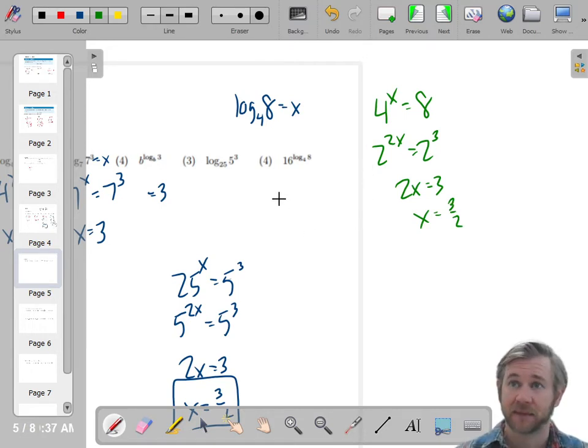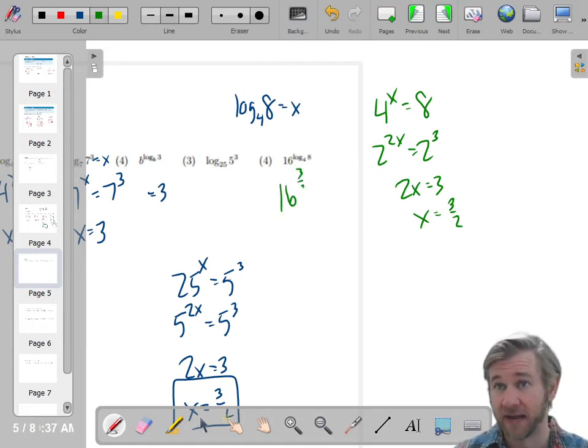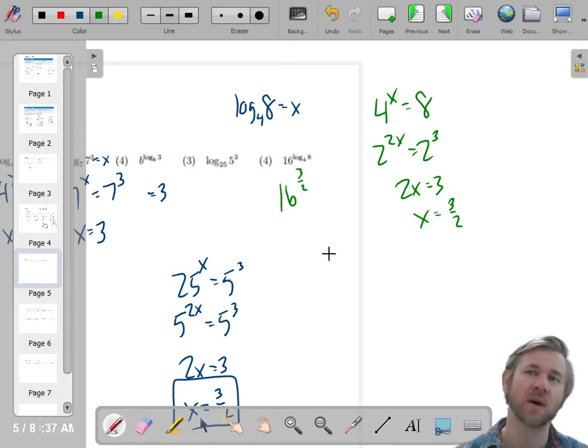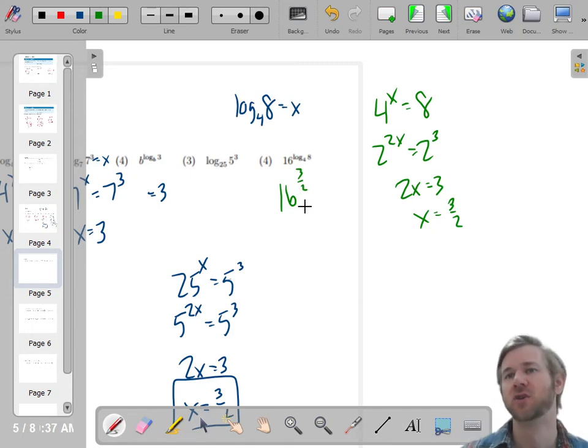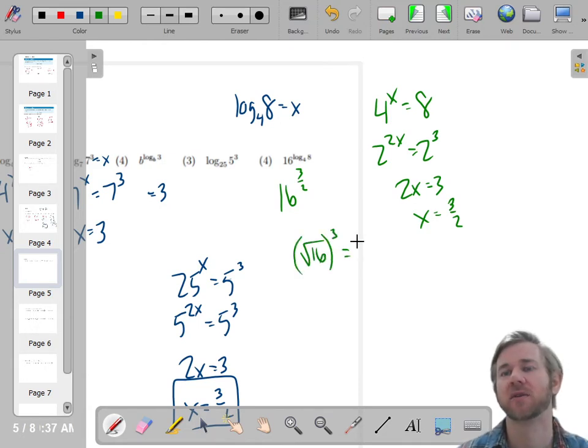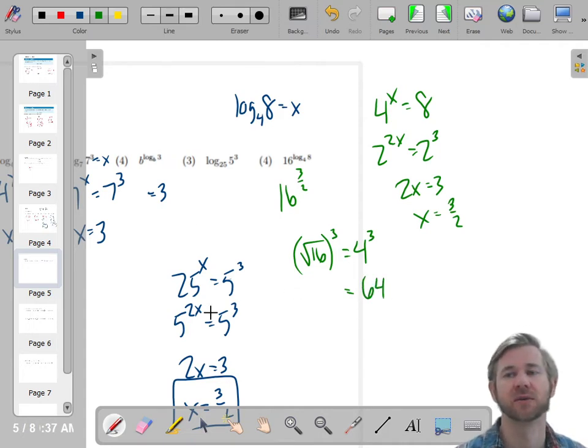Now that I know that, I can say, what's 16 to the 3 halves? And that's one that hopefully you remember. To do that, you first take the square root of 16 and then you cube it. The square root of 16 is 4. 4 cubed is 64. So this equals 64.